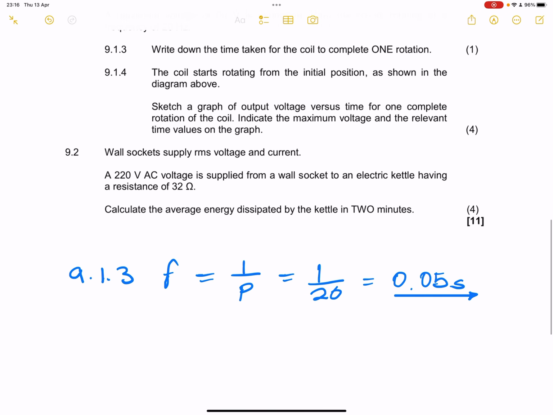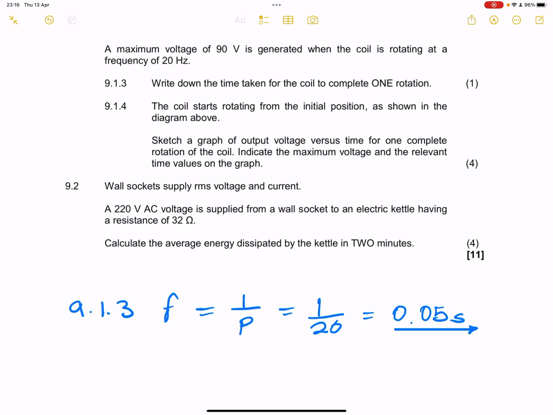They say to us the coil starts rotating from the initial position as shown in the diagram above. They say sketch a graph of output voltage versus time for one complete rotation of the coil.